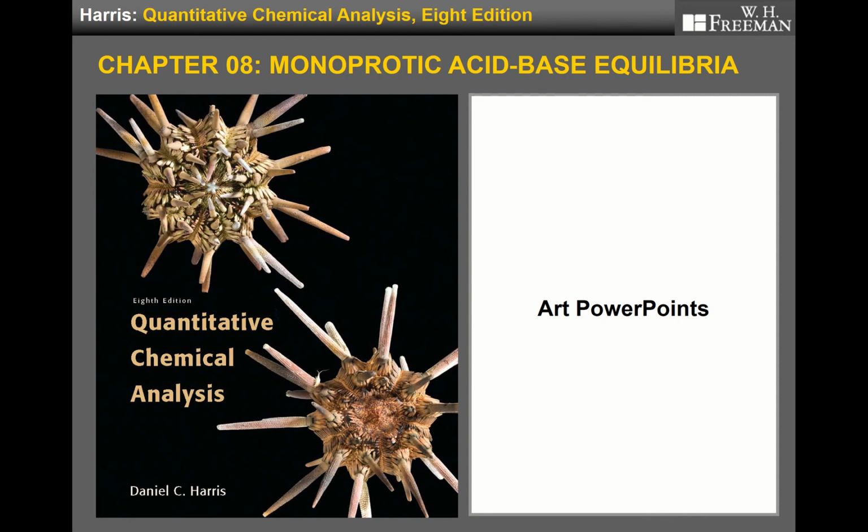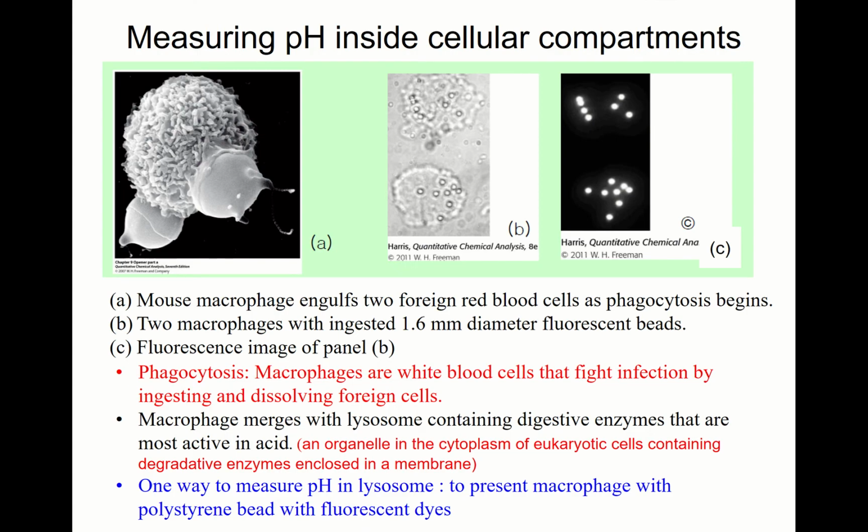Okay, let's start. The front page of this chapter shows the measuring of pH inside cellular compartments. Since pH is defined by the negative logarithm of proton concentration, and pH plays a very important role in chemical reactions in aqueous solution, pH measurement is also very important. Usually, pH measurement is done by a pH meter. The pH meter usually uses a glass electrode as a pH sensor.